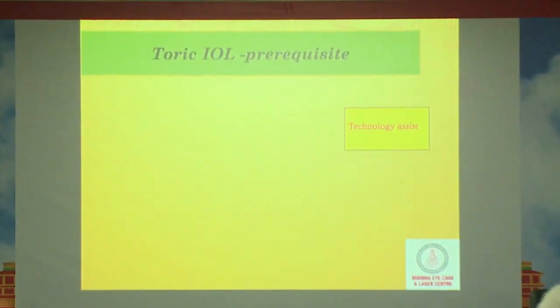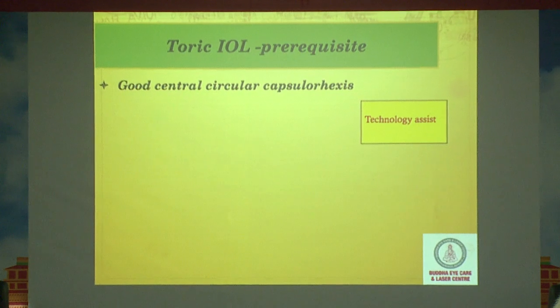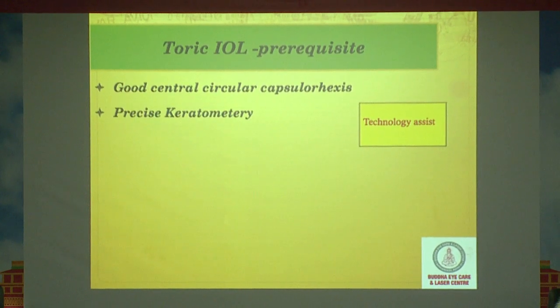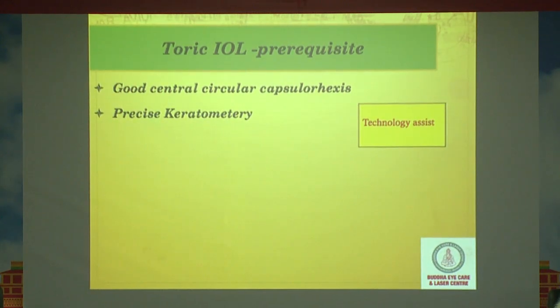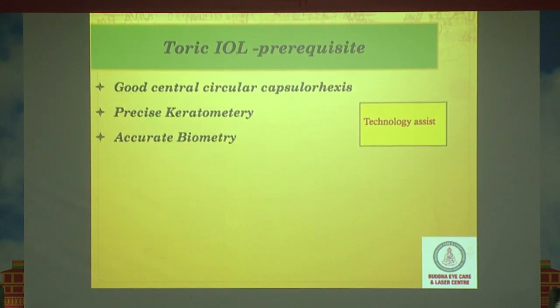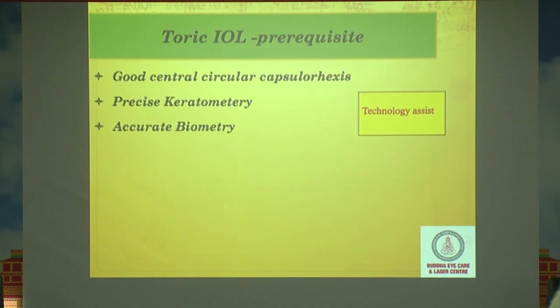Now, what are the prerequisites for the toric IOL? A good central capsulorhexis is very important in these cases to keep the lens centered for a longer duration. Precise keratometry is again very important. If you don't do keratometry properly, you will have suboptimal results. Accurate biometry is again important. If you have beautifully implanted the toric IOL but your biometry is not good, it is again a source of dissatisfaction to the patient. And you must know your surgically induced astigmatism, because while making the calculation, you must incorporate your surgically induced astigmatism to have a better outcome.